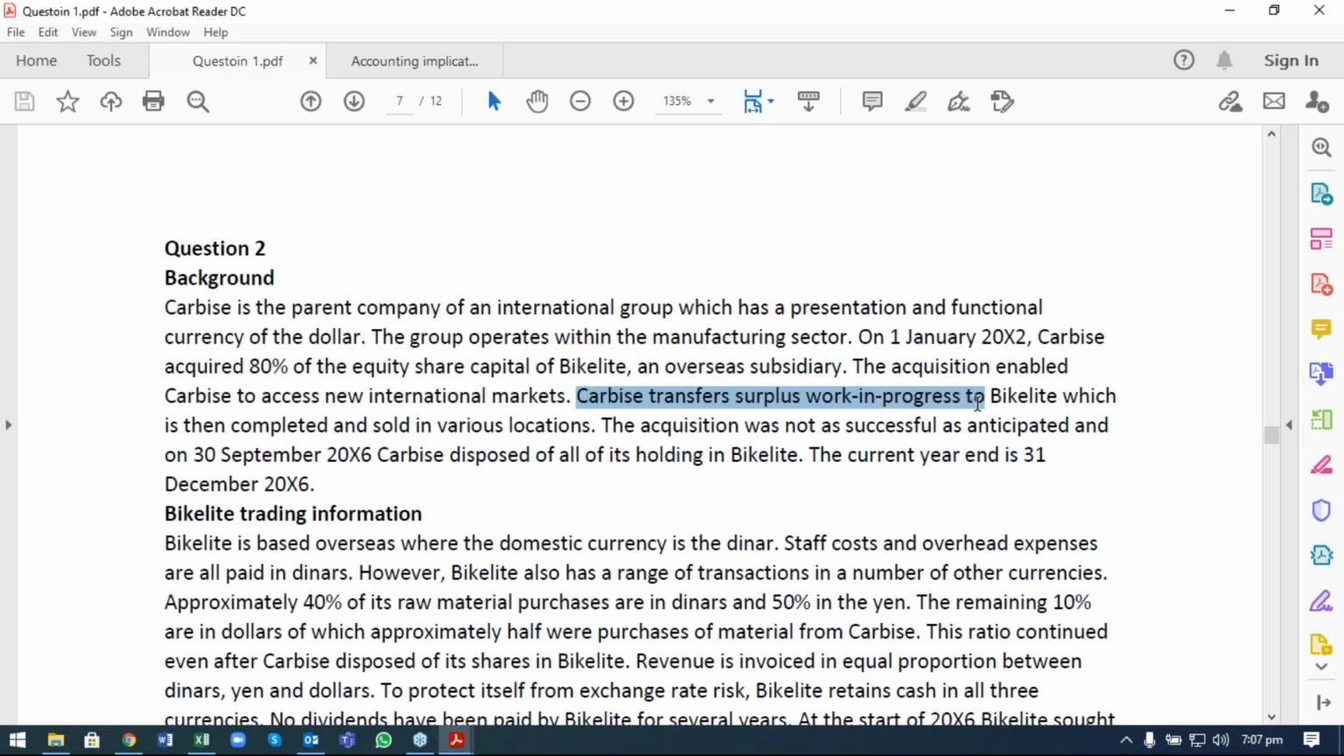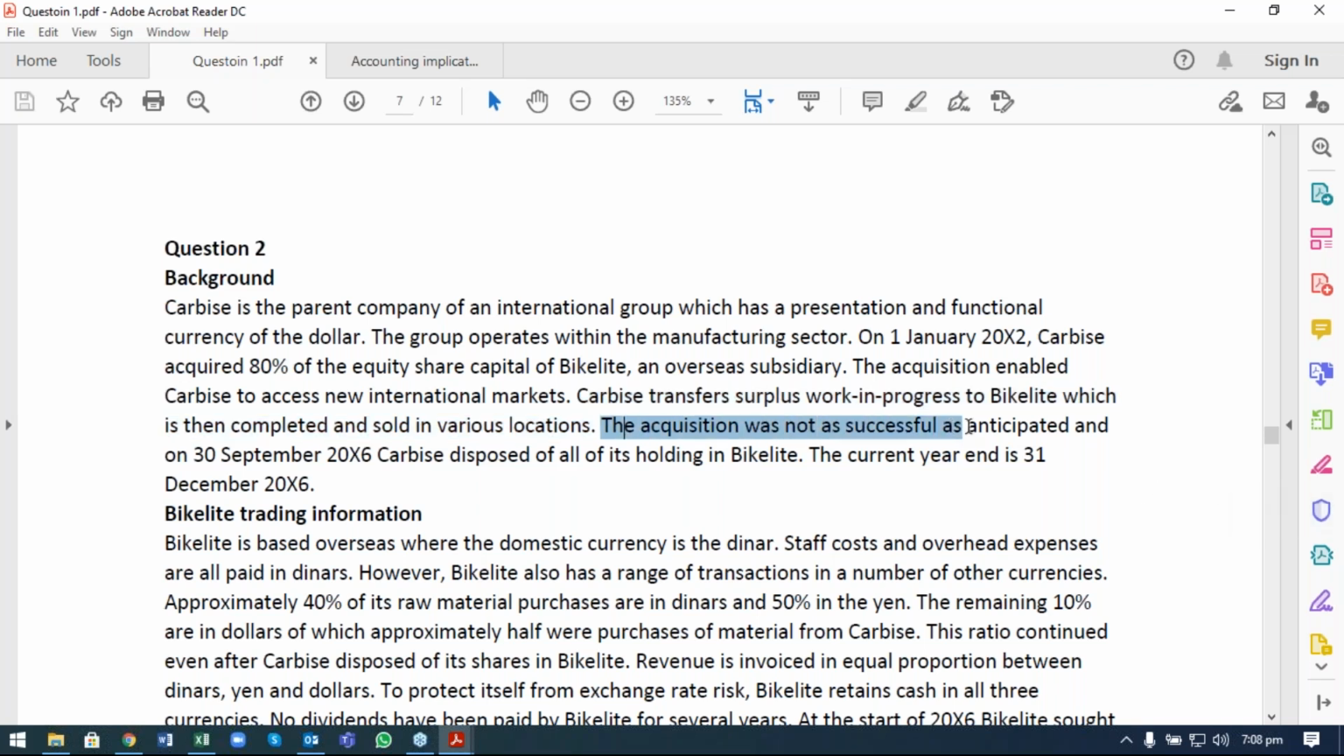Carbise transfers surplus work in progress to Bakelite, which is then completed and sold in various locations. So the main aim of acquiring Bakelite, a foreign subsidiary, was to transfer the surplus work in progress to the subsidiary company, and Bakelite then completes the remaining work on that inventory and sells it in various new locations.